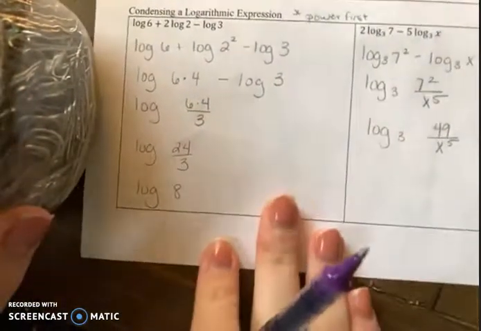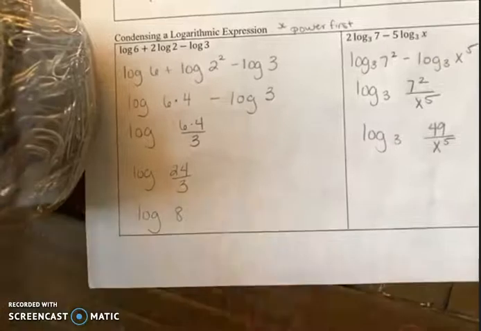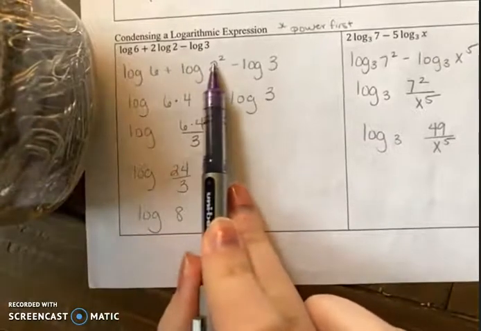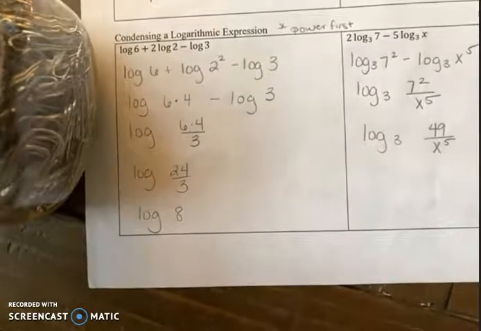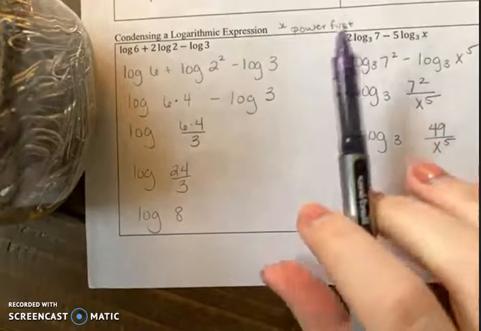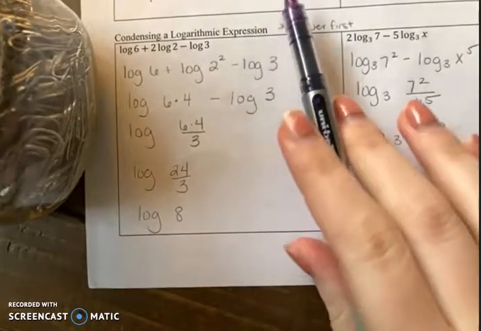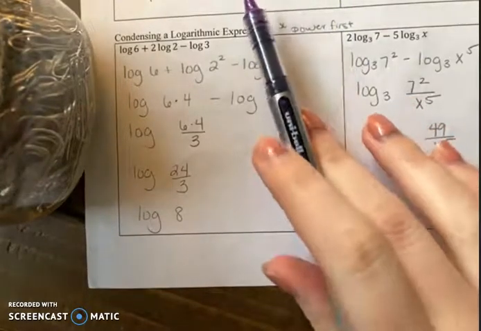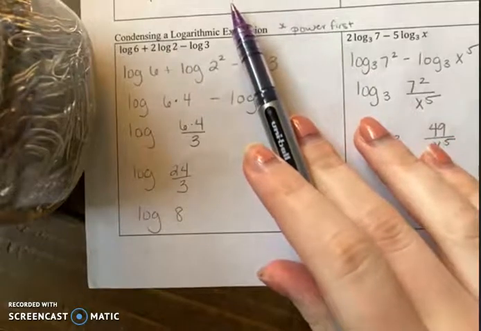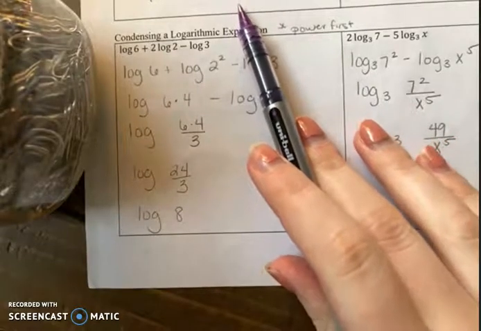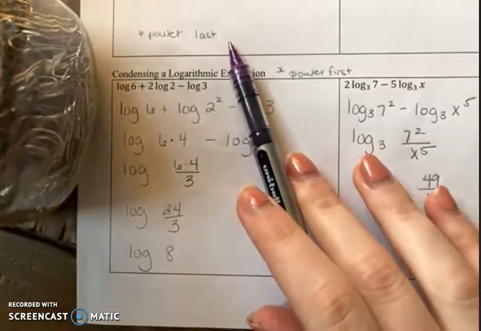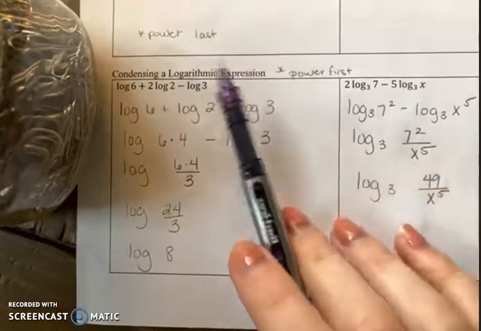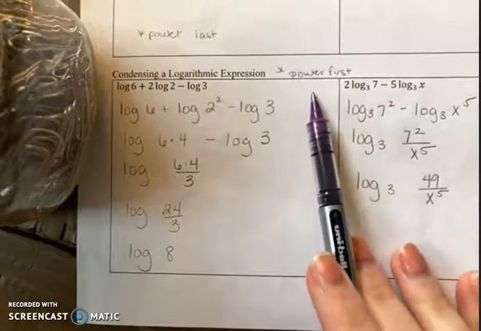Condensing something is when we have an elongated expression, so multiple logarithms, and we want to condense it into one logarithm. This is kind of the opposite of what we just did, like I said, but also in the way that we approach it. Before, when we were expanding, we did the power property last. Now we're going to do the power property first.